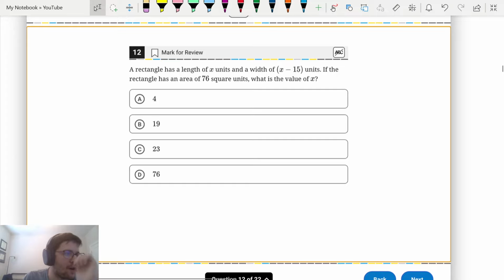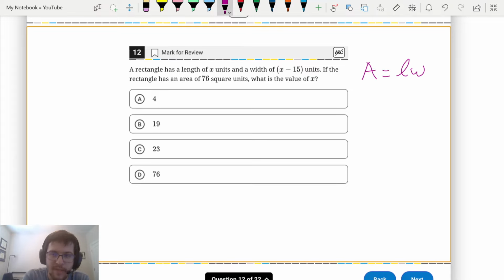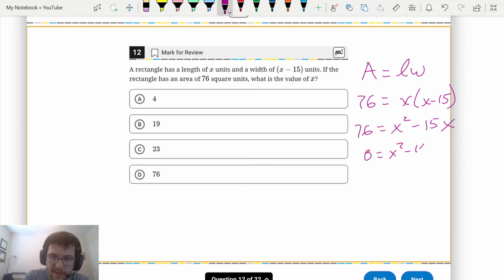All right, so I think they have the formula for area of a rectangle on the reference sheet, but you should probably just try to remember that. So area for a rectangle equals length times width. So the area is 76, the length is x, and the width is x minus 15. So this is exactly like the question we did just a couple problems ago. We're gonna distribute and then get them all to one side. So we get 0 equals x squared minus 15x minus 76.